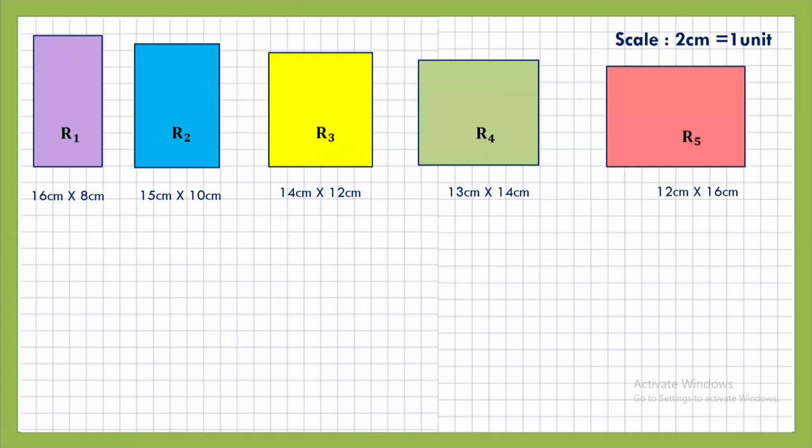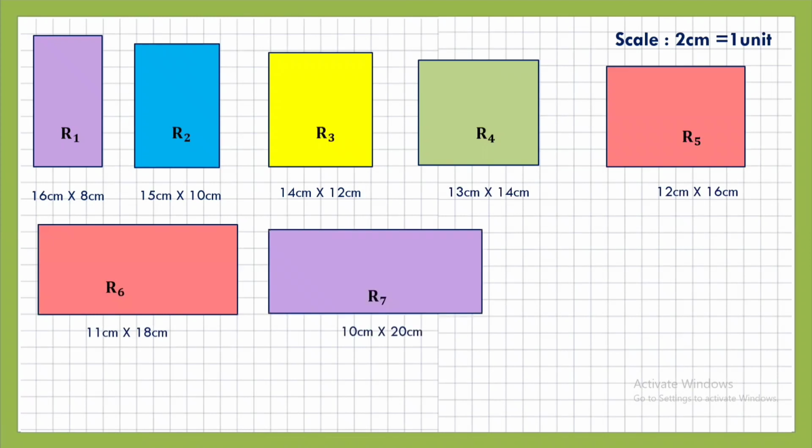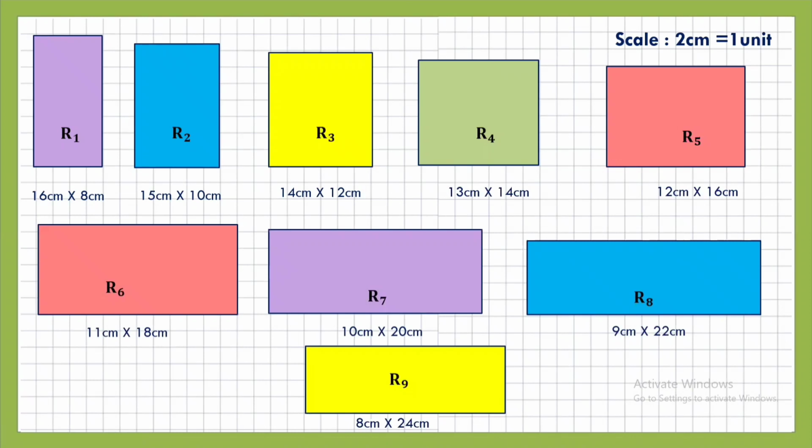R5, 12 by 16. R6, 11 by 18. R7, 10 by 20. R8, 9 by 22. R9 is going to be 8 centimeter by 24 centimeter. That is the last rectangle that we are drawing. So 8 centimeter means a length of 4 squares and a breadth of 12 squares. So for the demonstration, let us go on to that.